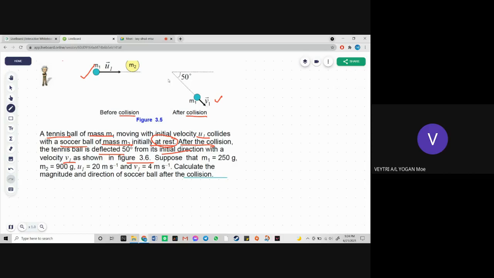So same thing over here. It is deflected towards a certain angle. In here, 50 degrees. Suppose that M1 is 250 grams. Remember, this gram must be converted to kilograms. Why? SI unit. Very important. M2 is 900 grams, which is 0.9 kilograms. U1 is 20 meters per second, the initial velocity. U2, what is U2? Zero, because it is at rest. Next, V1, the final velocity for object 1, is 4 meters per second.